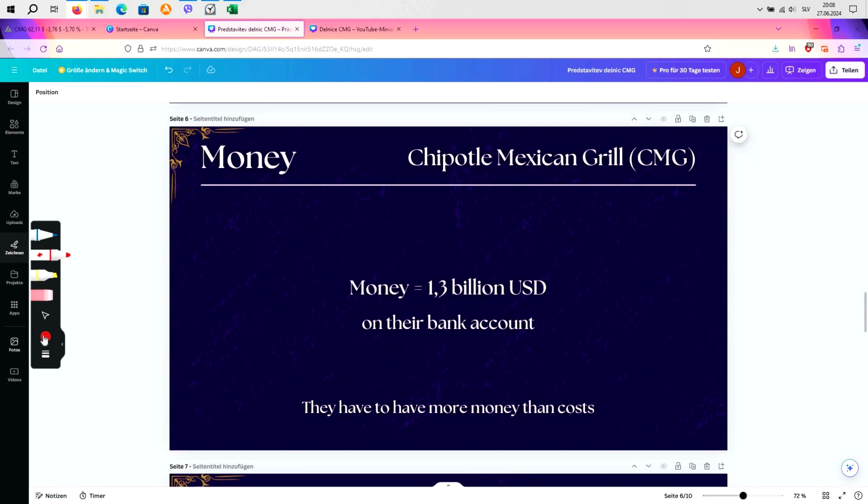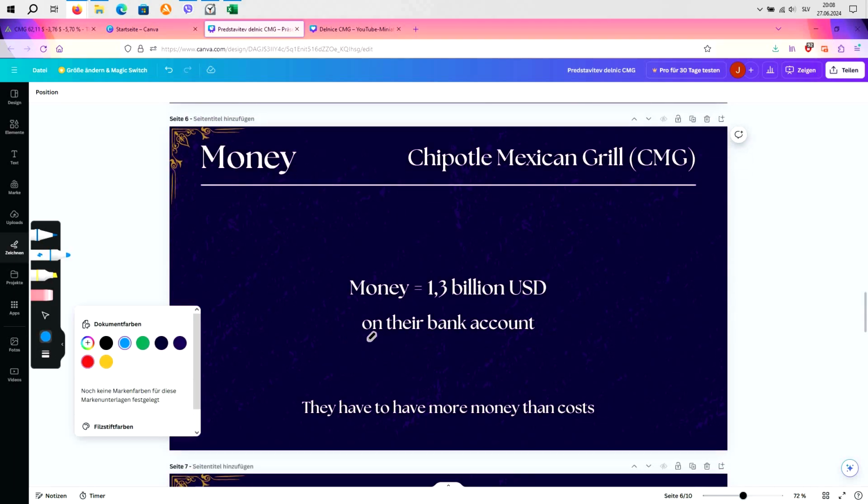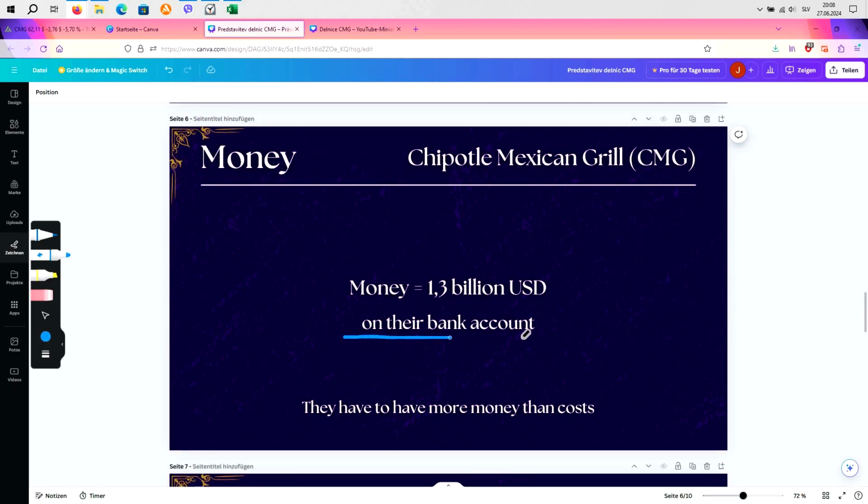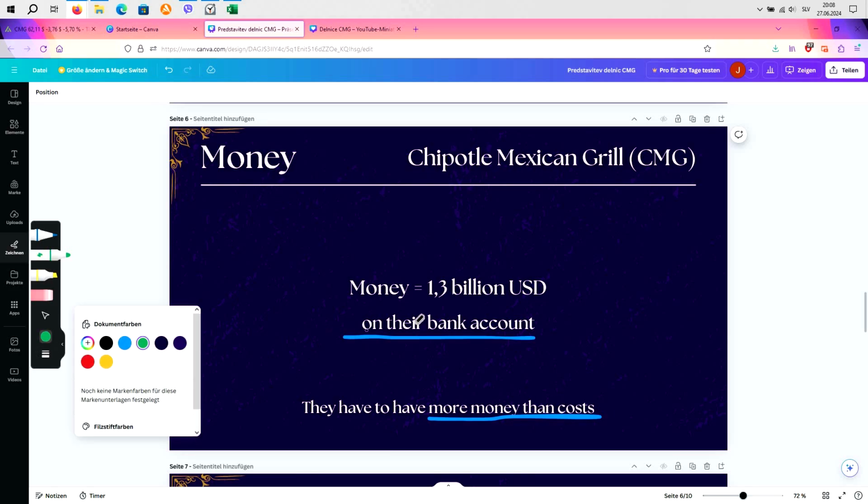Now we come to the money, and for the money, we actually mean money on their bank account, literally on the bank account, okay? And generally also we want to obviously see more money than costs on the bank account, and also generally in the company. So how do we know if they have more money than costs? It's quite simple, bro. Use your brain.